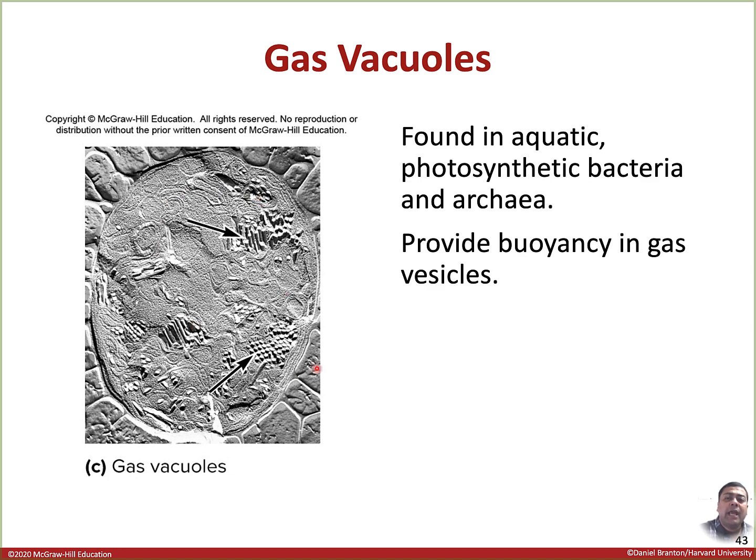Next, the gas vacuoles are found in aquatic photosynthetic bacteria and archaea. And these help with buoyancy through the gas vesicle. Just think of it as the swim bladder of the bacteria, just like in the fish. So this is the function of the gas vacuoles.